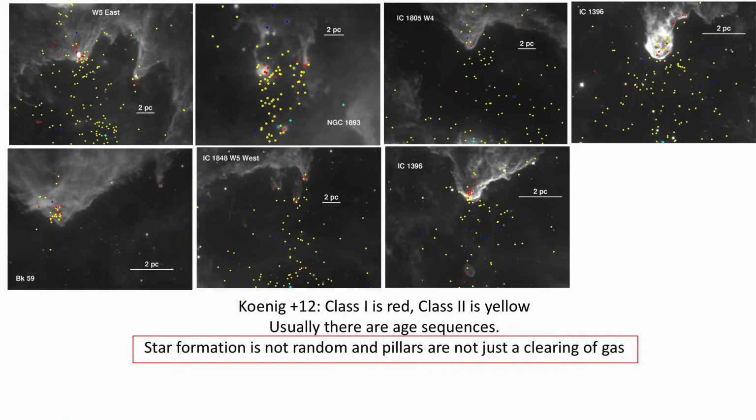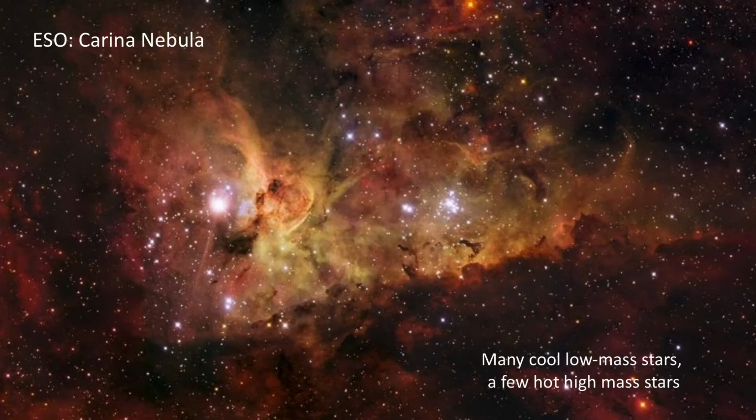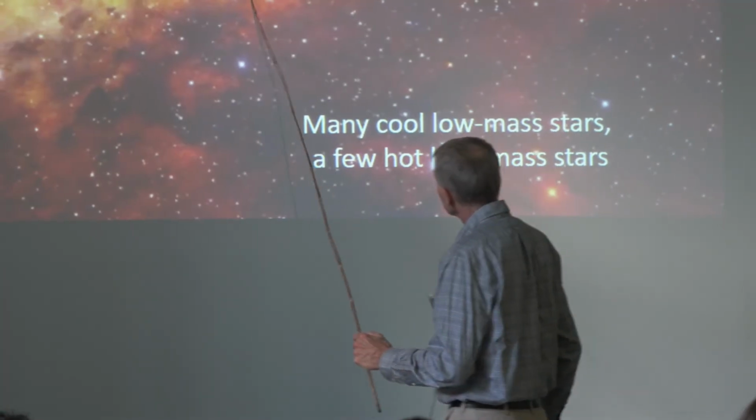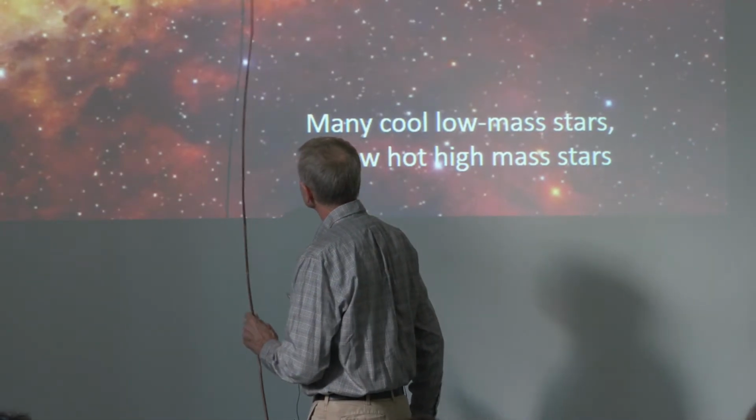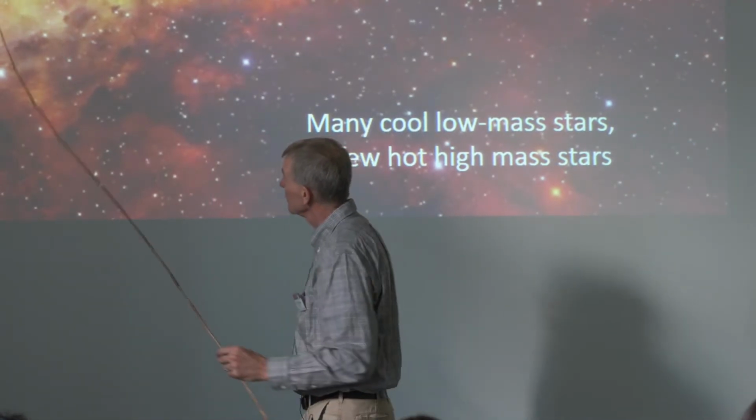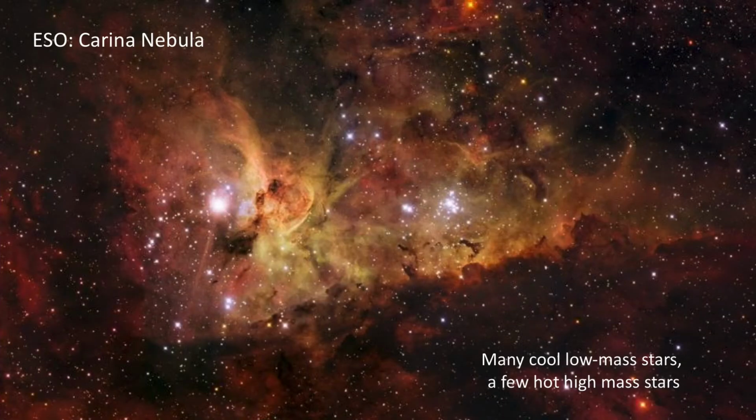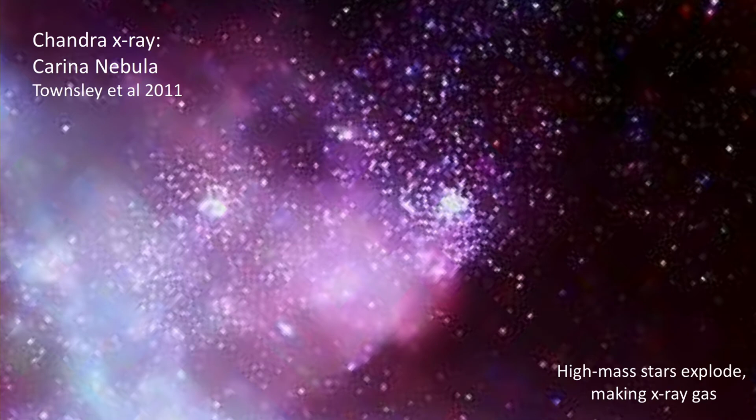These pillars are important because the sun probably formed in a pillar. Here's the Carina Nebula, the two bright clusters and lots of little pillars everywhere. And here's an X-ray image to the same scale. See those two clusters right in the middle?